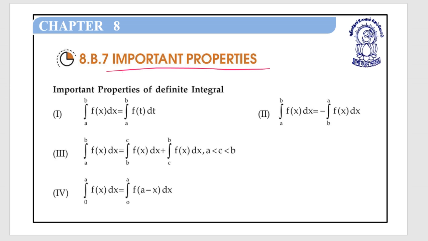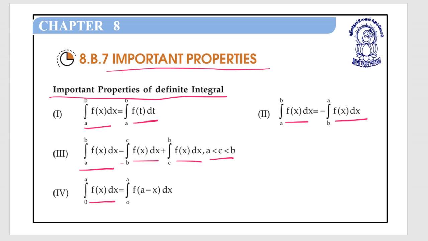Important properties of definite integral. Integral from a to b of f of x dx is equal to integral from a to b of f of t dt. Integral from a to b of f of x dx is equal to minus integral from b to a. Upper limit becomes lower and lower becomes upper. So minus b to a f of x dx. Integral from a to b of f of x dx is equal to b to c f of x dx plus c to b f of x dx, where a less than c less than b.